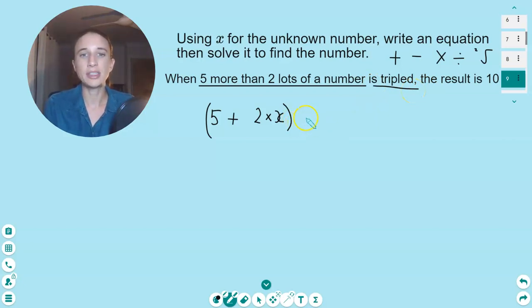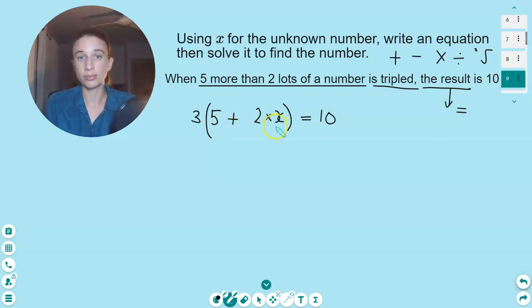It means times 3. I'm going to put that 3 out the front. So this whole thing, that whole bracketed term, is tripled. Make sure you put brackets around it because the whole thing's tripled. The result. Now that is a key word that means equals. The result is 10. So words like the result and is mean the sign equals.